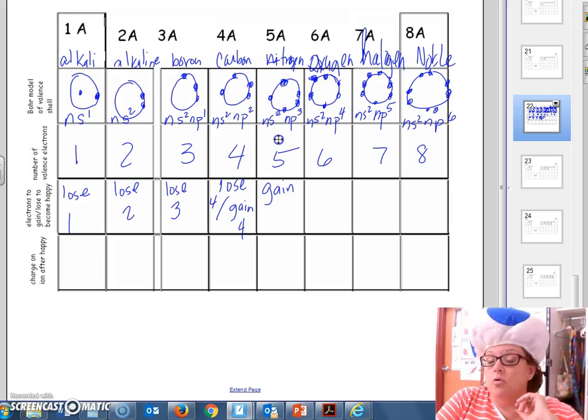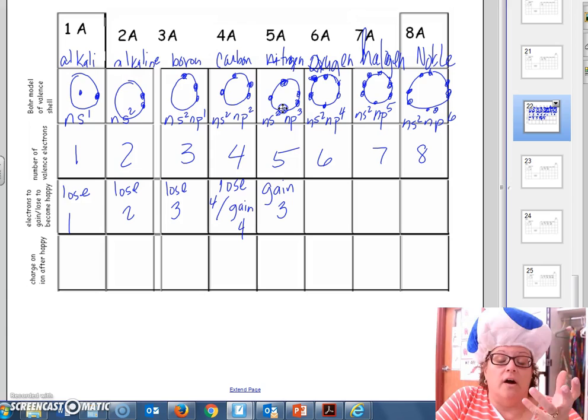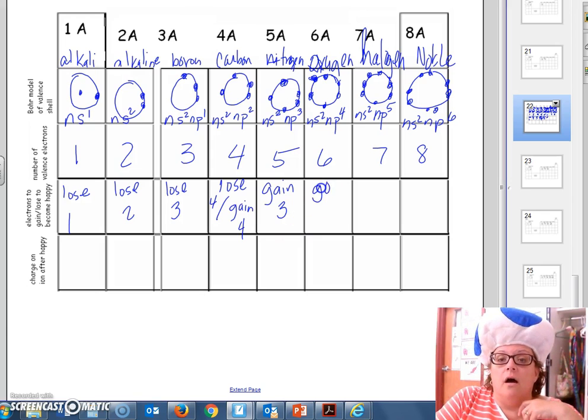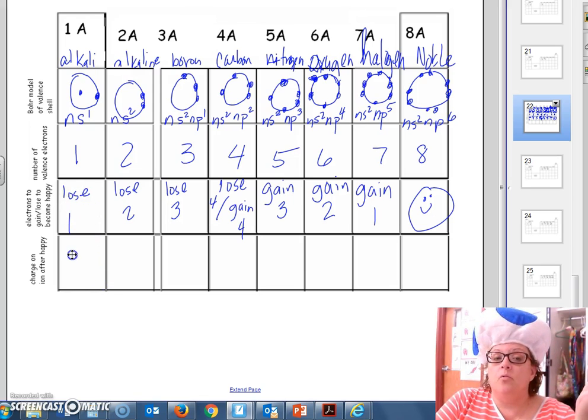If he adds 3 more, he'll have a full outer shell. He could lose 5, but it'd be easier just to gain 3 than lose 5. Oxygen will gain 2, halogens will gain 1, and the noble gases don't have to do anything because they're already happy.